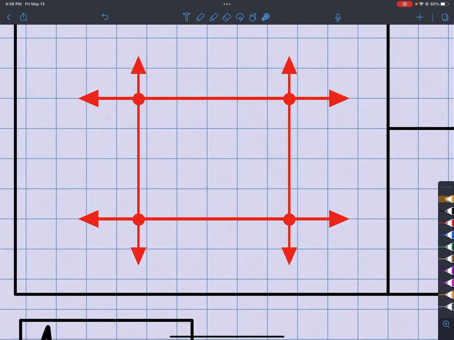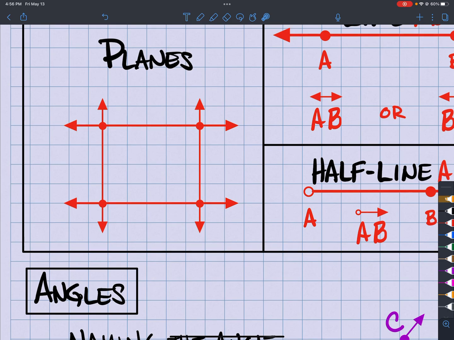Okay, so basically it's going to be a flat piece of paper, but imagine that piece of paper going on forever, left to right and up and down. That would be called a plane.